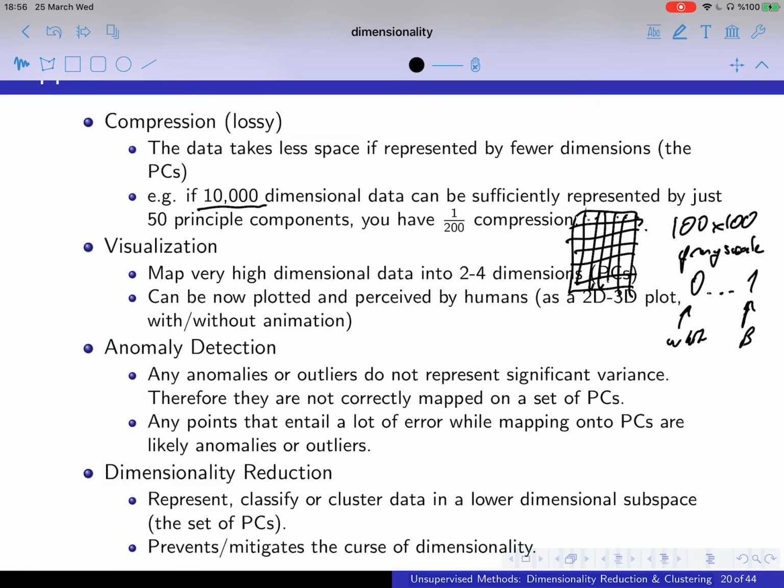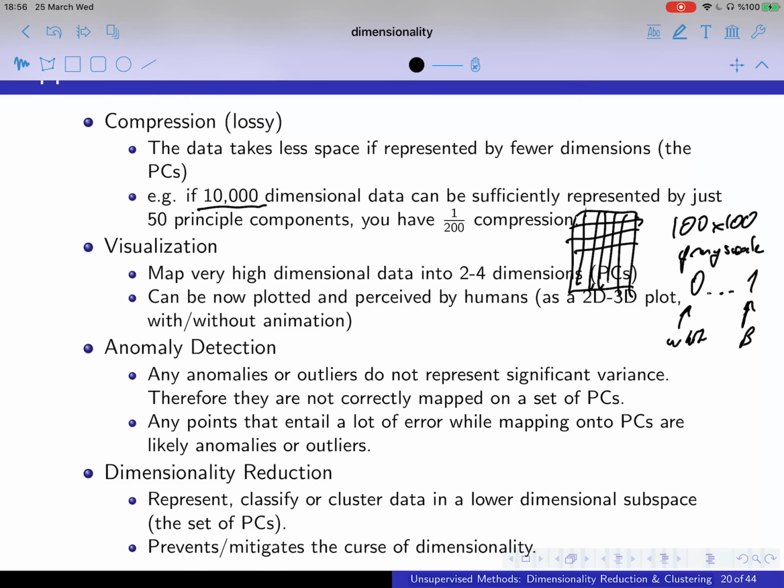Now, if it turns out that these pictures don't have that much variation in certain regions, or in certain ways, you can actually do principal components analysis and use only the first 50 principal components. Now, instead of 10,000 dimensions, you have 50 dimensions, which means you have 1 to 200 compression. That's the first obvious use case.